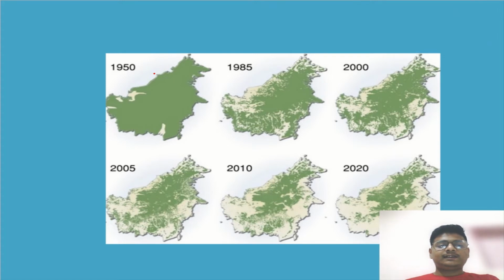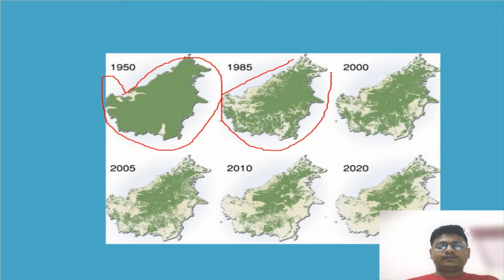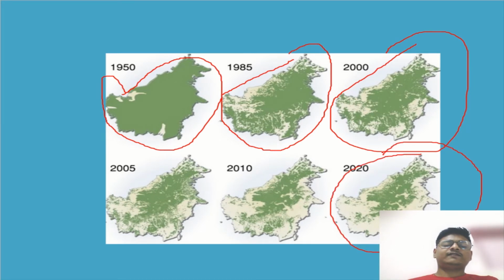See, in 1950 we can see that all the region of this country is green. Then after a few years it became a little like this, then after a few more years in 2000 like this. Now in 2020 you can see the green area is very little. So what is it showing? It is showing that this country has done a lot of deforestation.